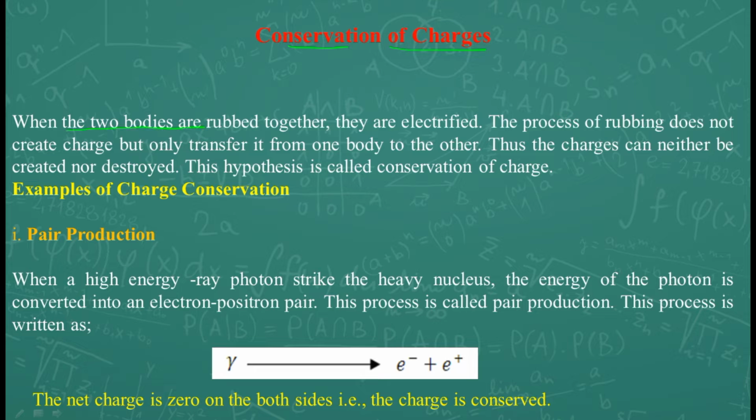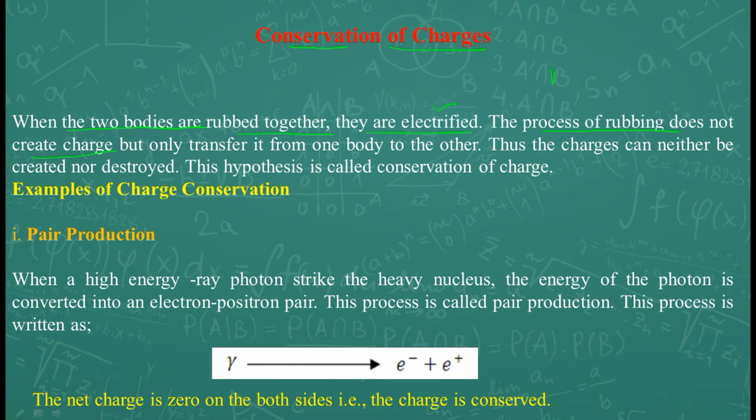When two bodies are rubbed together, they are called electrified. We have studied electrified in the last class, and I am giving the link in the description, friends. Electrified means மின்மயமாக்கப்பட்டது. So when two bodies are rubbed together, they are called electrified. The process of rubbing does not create charge.